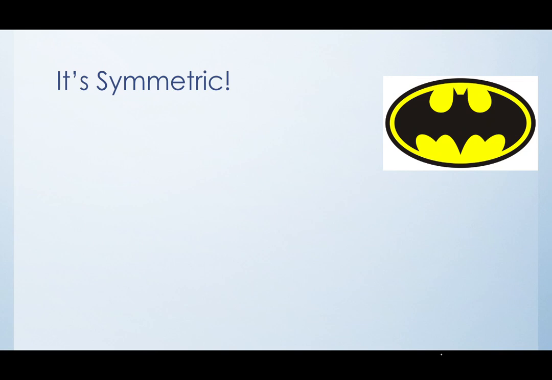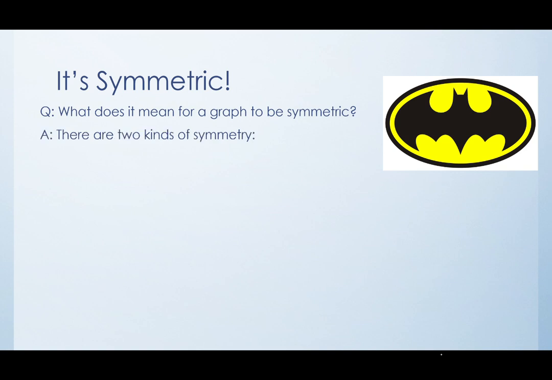So we're starting out talking really quickly about symmetry. So what does it mean for a graph to be symmetric? And most people say, it's like a mirror image, right? And that is correct, but that's only one of the two kinds of symmetry. And we can look at this bat symbol here, right? Batman symbol. We can say, oh yeah, it's symmetric with respect to a vertical axis, probably the y-axis, right?